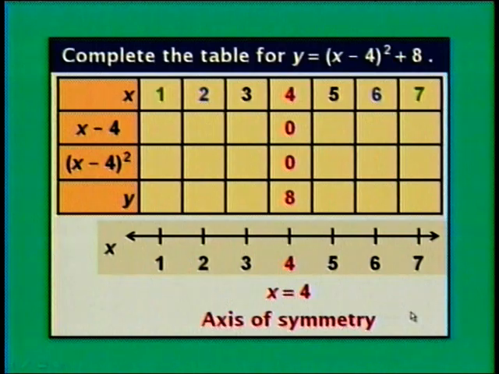Well, if x equals 4 is the axis of symmetry, looking on my number line, when I go 1 unit to the left and right of x equals 4, I should get the same value of y at each of the points on the parabola.